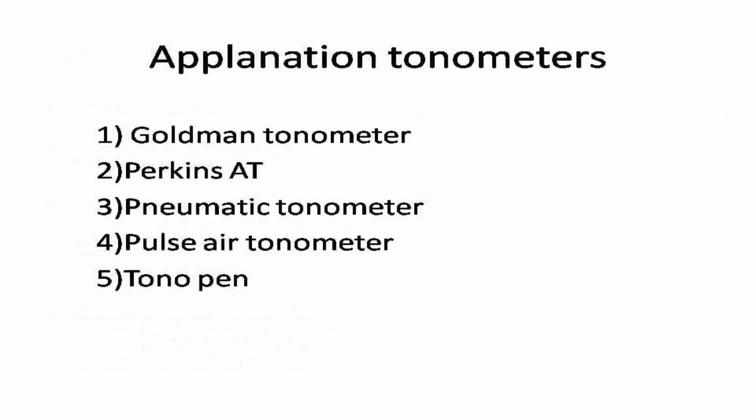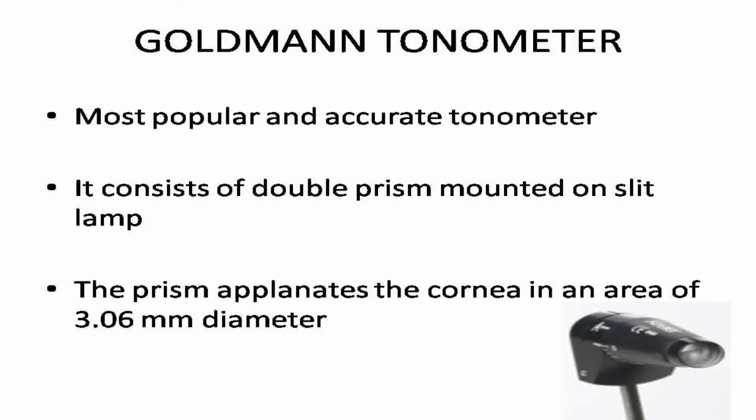Different types of applanation tonometers used are the Goldmann applanation tonometer, Perkins applanation tonometer, pneumatic tonometer, pulse air tonometer, and Tonopen. The Goldmann applanation tonometer is the most popular and accurate tonometer. It consists of a double prism mounted on a slit lamp. The prism applanates the cornea in an area of 3.06 mm diameter.